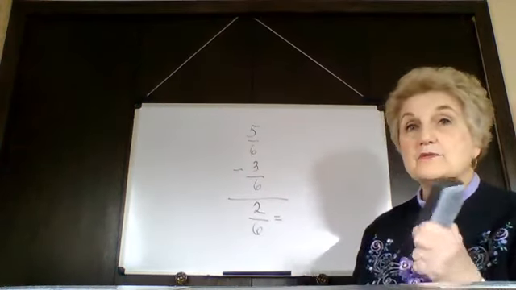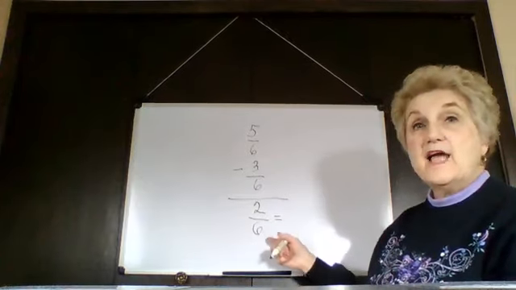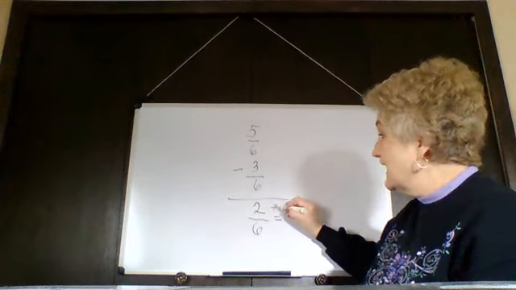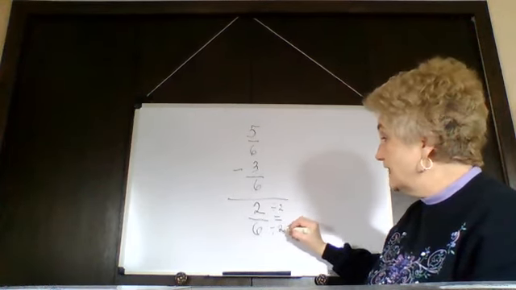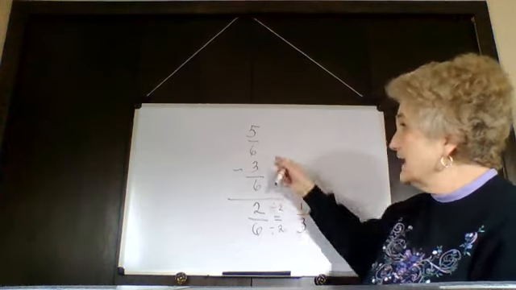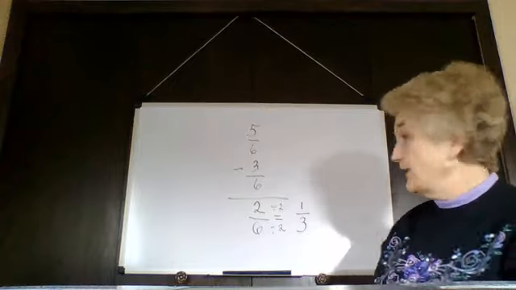Cameron says we've got to always reduce those fractions to the lowest terms if they can be reduced. We know the greatest common factor of 2 and 6, and because they're both even numbers, we can divide the numerator and the denominator by 2, and we get what? 1/3. So the answer of 5/6 minus 3/6 is actually 1/3.